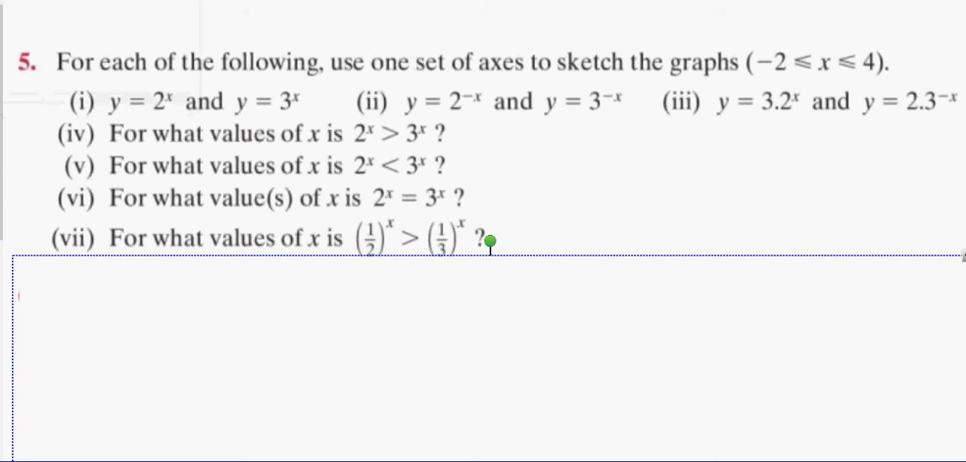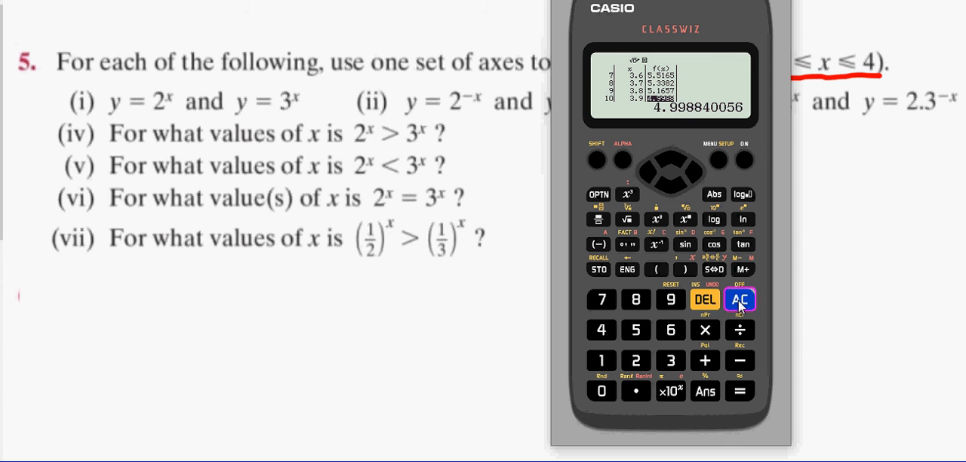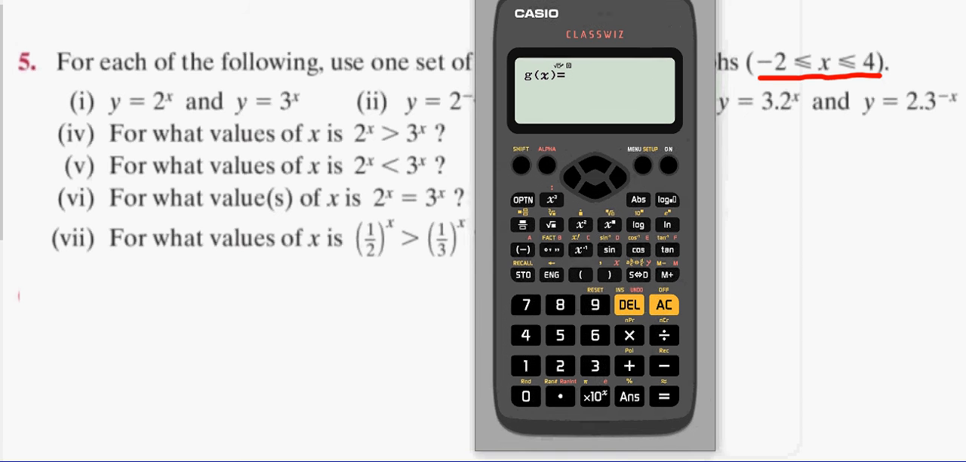So it asks you to sketch the function from -2 to 4, and what you're going to use is the table function in your calculator. You're going to put in the values, and you get your... I'm only going to do one of them here. You just do 2 to the power of x, and it says to start from -2.